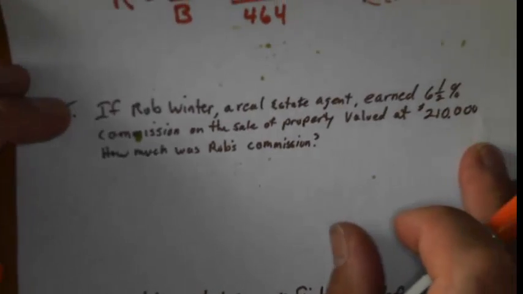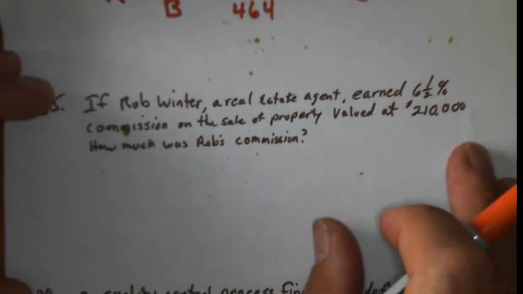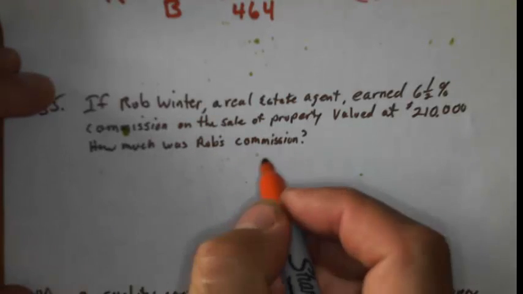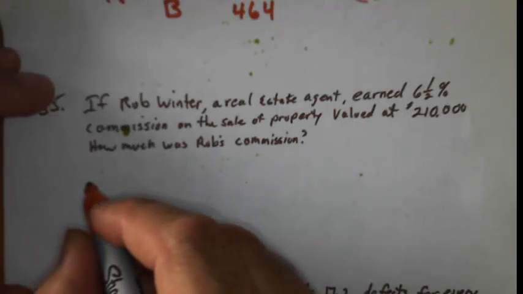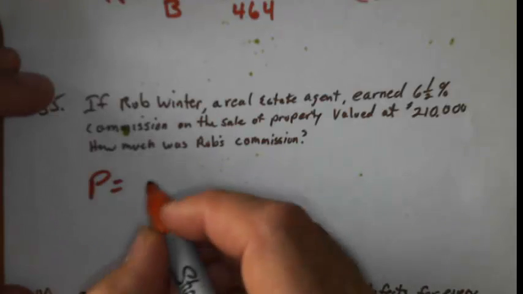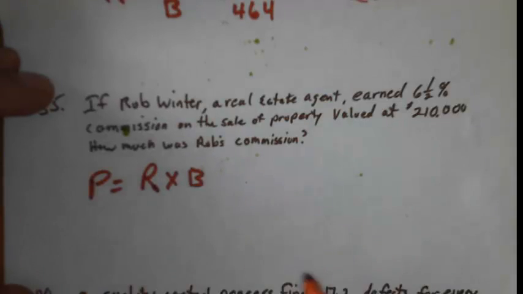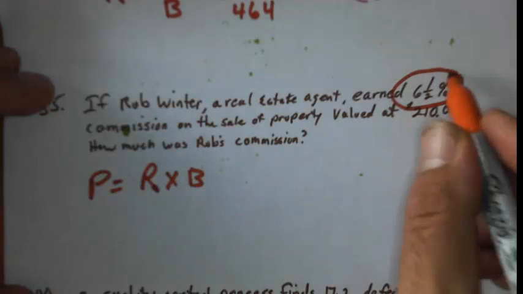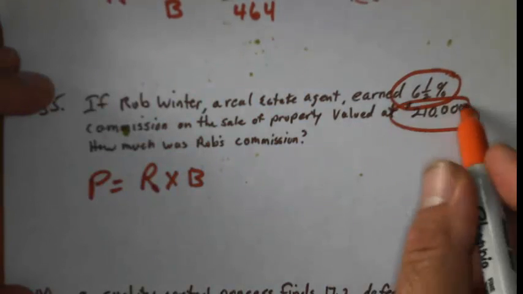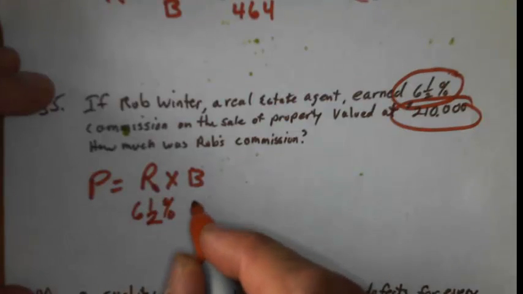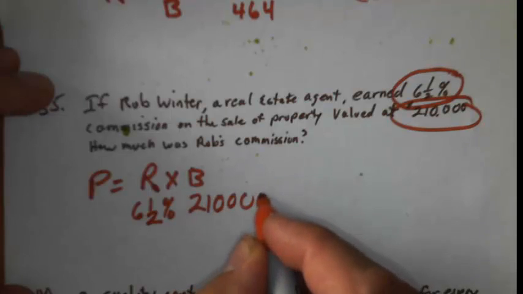Second example says if Rob Winter, real estate agent, earned 6.5% commission on a sale of property valued at $210,000, what was his commission? Okay, well, this is a straight looking for the part. So we're setting up the portion. I call it the part. I interchange those. We're timesing the rate, timesing the base. So the relevant information here is going to be that 6.5% and the $210,000. So we put 6.5% in here and the $210,000.